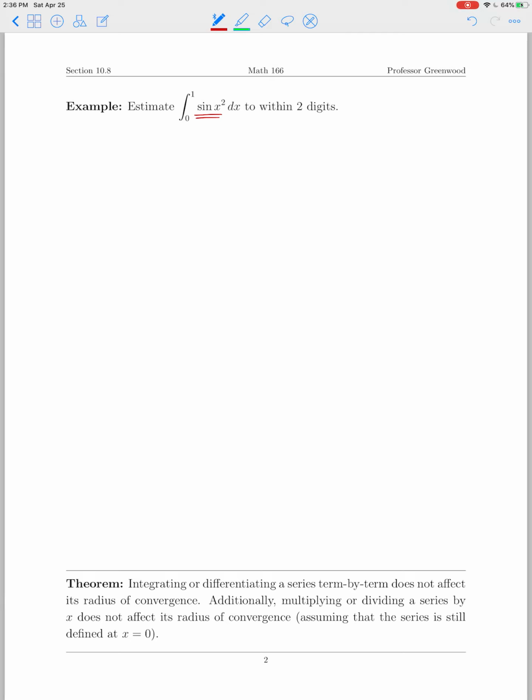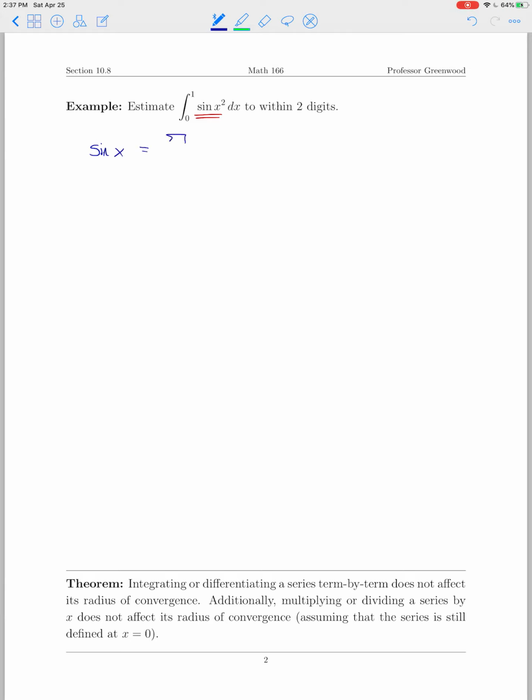Sine of x squared doesn't have an antiderivative that can be written down in terms of functions that we know. And so there would be no way of using the fundamental theorem of calculus here to help us evaluate this integral. However, it turns out we can use Taylor series to help us get a really good estimate of this integral. And so the idea, again, will be to start with Taylor series that we've seen before, which in this case would be sine of x, because that's related to something I can see inside this integrand.